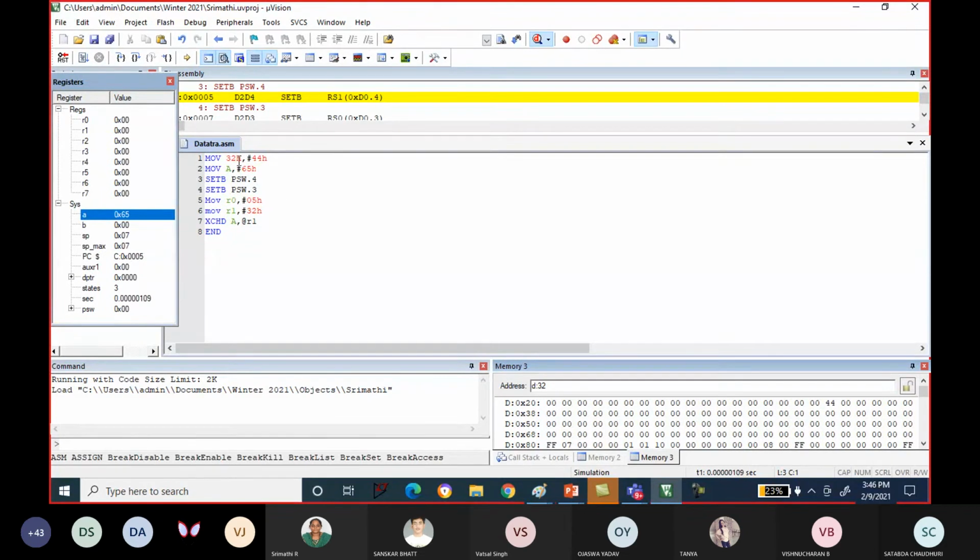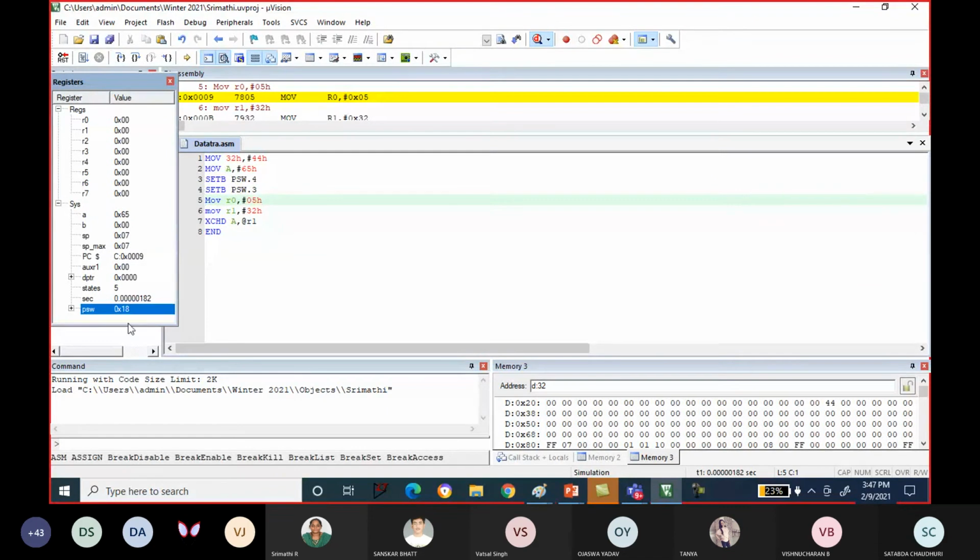So in 32H, what value will we have? 44H. Look here, I am representing D:32. It is here somewhere, D:32. This is 20, where here 44 is placed. Could you able to see this? Yes, ma'am. So A is 65 now. Next we are going to set first 4 and then 5.